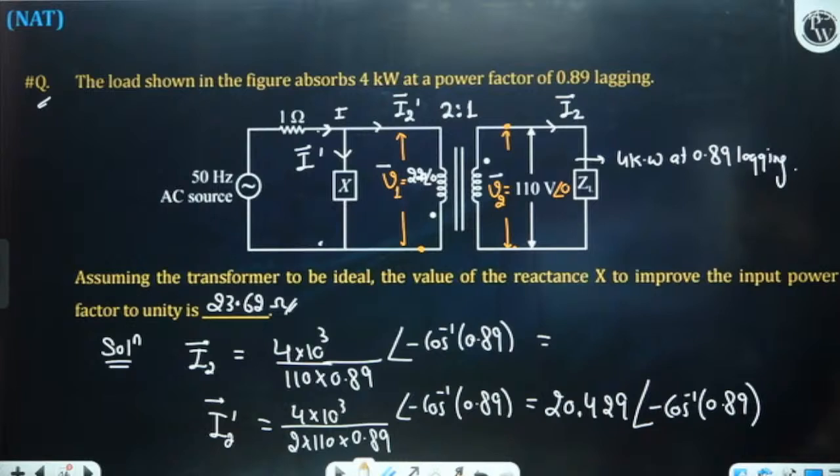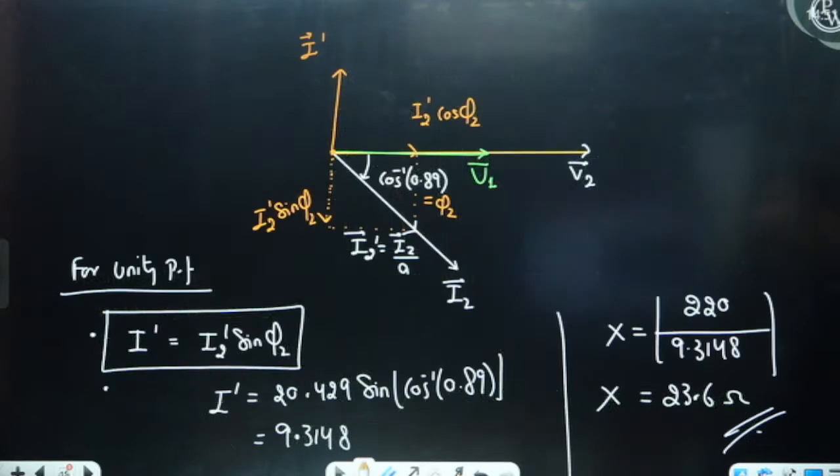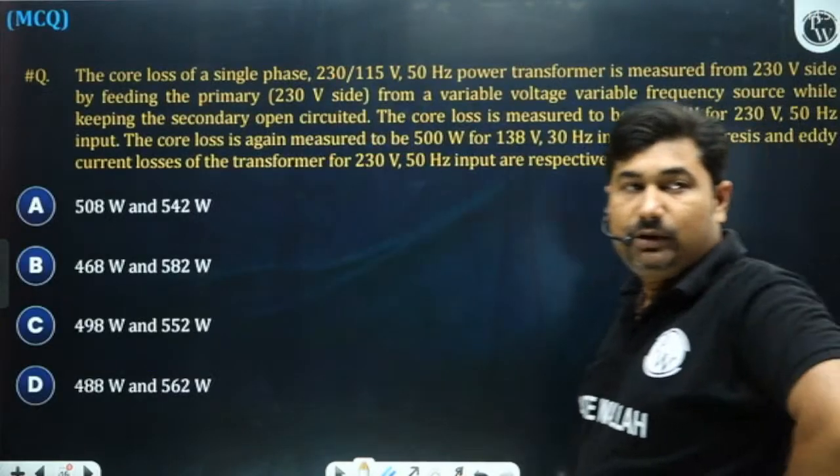How many of you are able to understand up to this part? Current will be divided by A, while voltage will be multiplied by A, where A is the number of turns of the side you are coming to, divided by the number of turns of the side from where you are coming. Hoping all of you are able to understand up to this part.